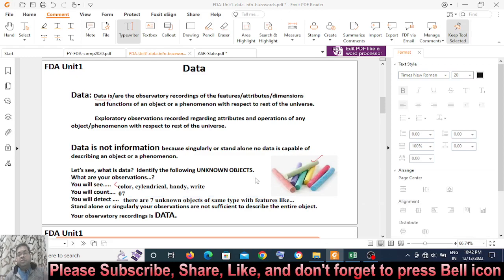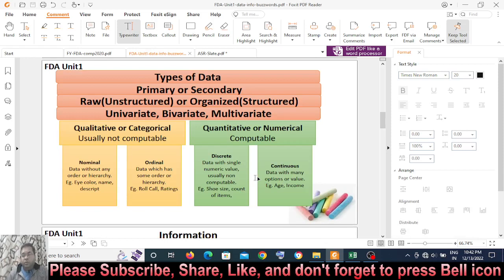I'm just saving this. What is information, that we are going to see. Before that, we have to go through the types of data. Now, what are the types of data? Types of data are primary or secondary.